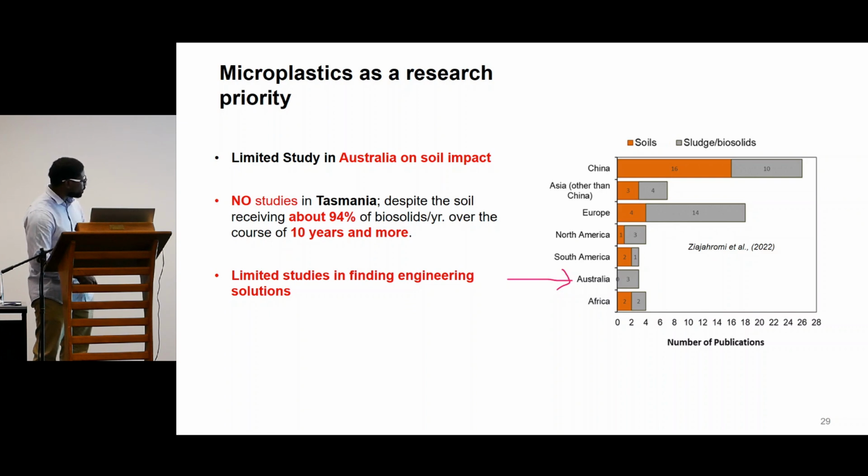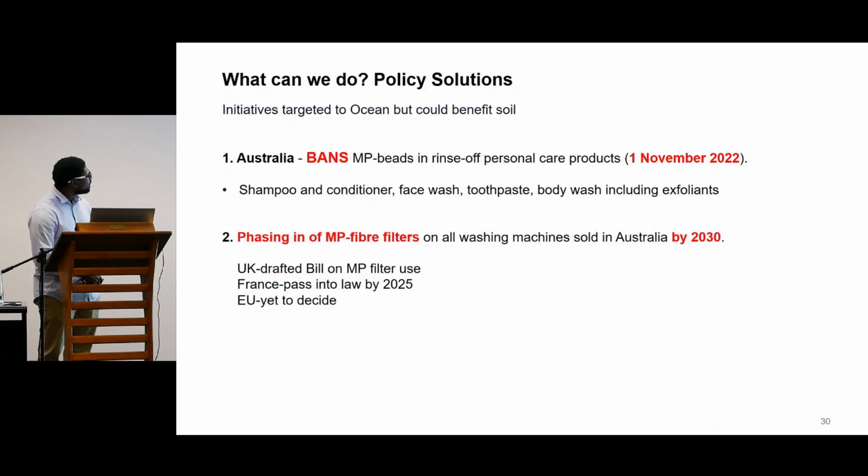And there are also limited studies in finding solutions to remove these microplastics or to better capture them out of the biosolids or the wastewater before they enter the environment. So this leads us to the question, what can we do about this situation? There are some policy solutions that have been targeted to the ocean but can benefit the soil as well.